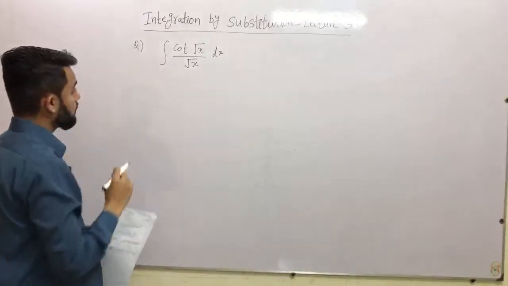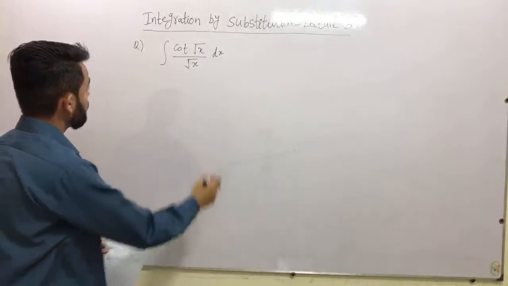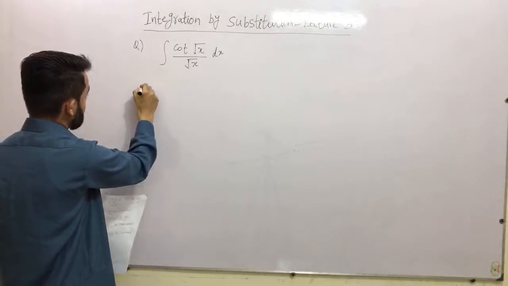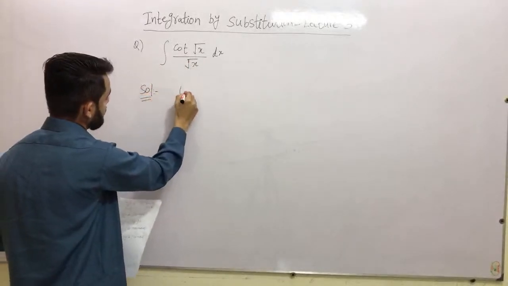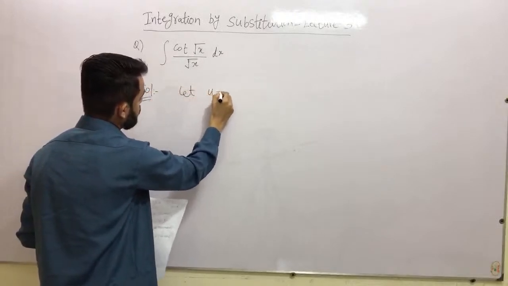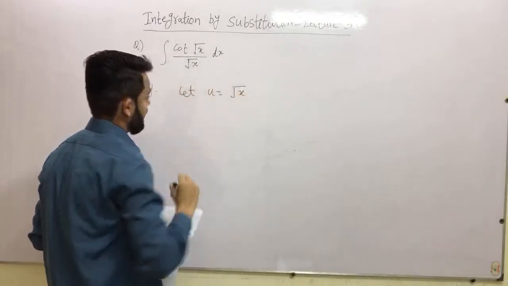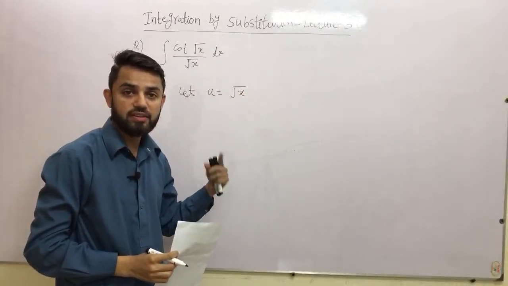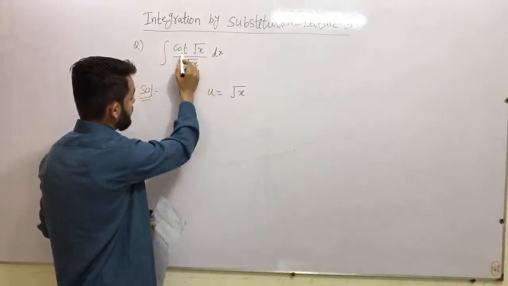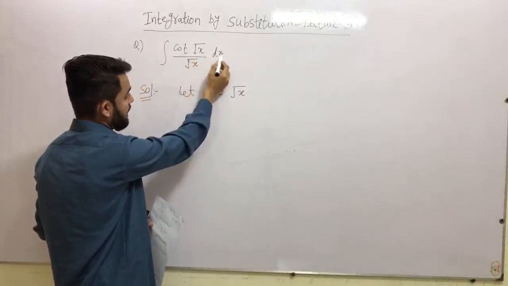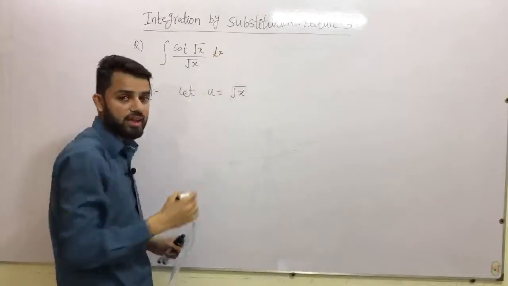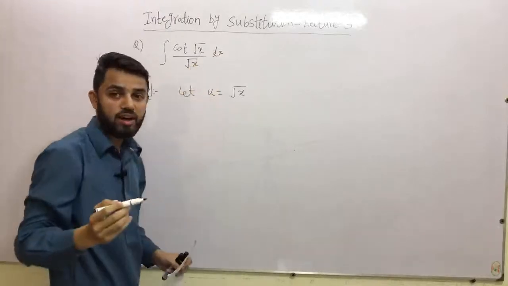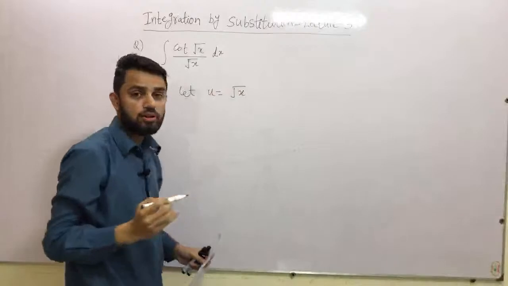Now if I look at this integral carefully, I realize that over here we have cot of square root x over square root x. The substitution that I am going to make in this question is to assume that u is the square root of x. Whatever substitution you make, you have to take the derivative of that. Why? Because over here in the angle of cot we have x, and the integral is also in terms of x. So if you are changing this x into u, you have to make sure that this x is also going to be u.